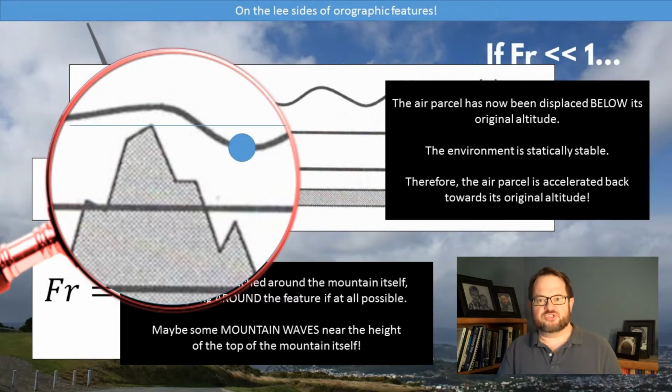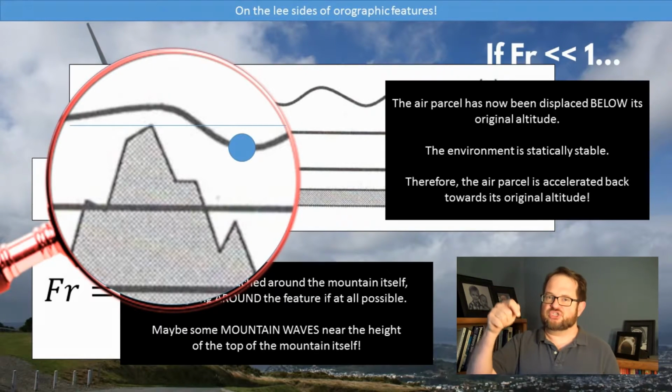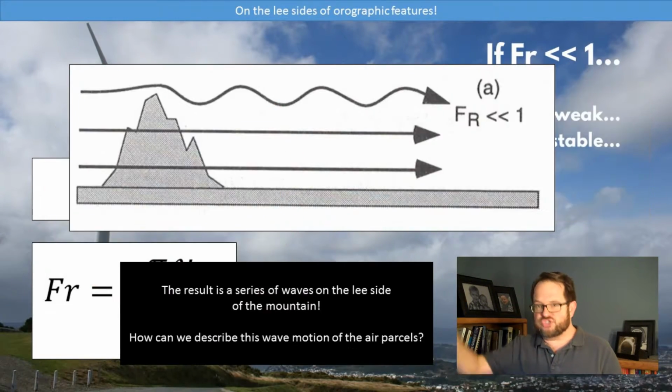So lowering the air parcel, that means that that air parcel is now experiencing positive buoyancy. It is experiencing a restoring force, pushing it back towards the altitude from which it came. So now it's going to experience an upward acceleration. And we've set in motion kind of a wave motion here, right?